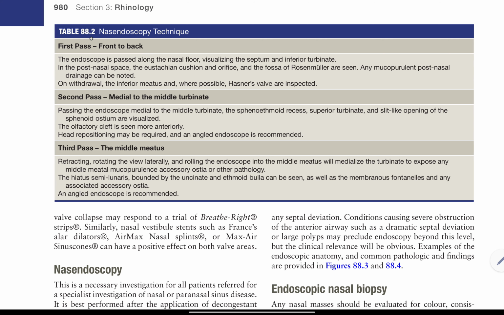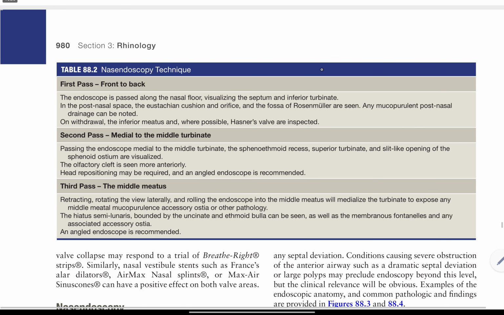Table 88.2, nasal nasoendoscopic technique. First pass, front to back. The endoscope is passed along the nasal floor, visualizing the septum and inferior turbinate. In the postnasal space, the eustachian tube cushion and orifice and the fossa of Rosenmüller are seen. Any mucopurulent postnasal discharge drainage can be noted. On withdrawal, the inferior meatus and, where possible, Hasner's valve are inspected.